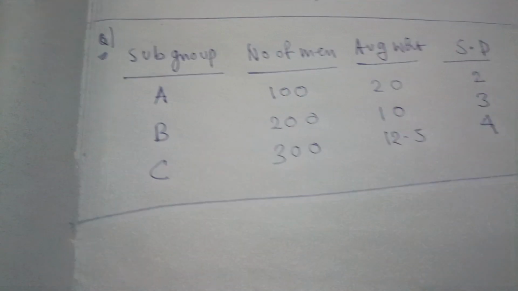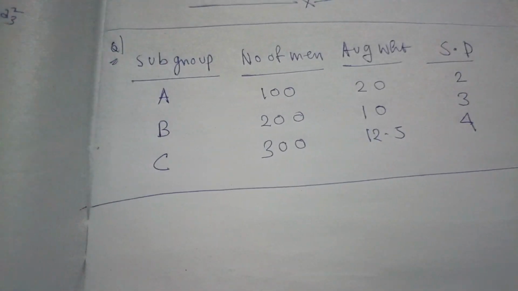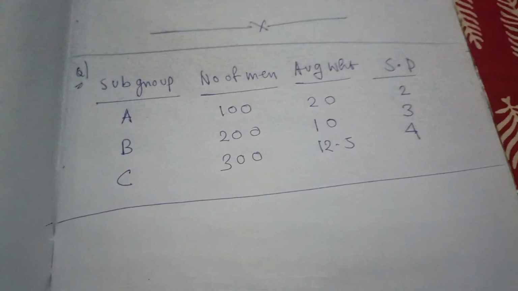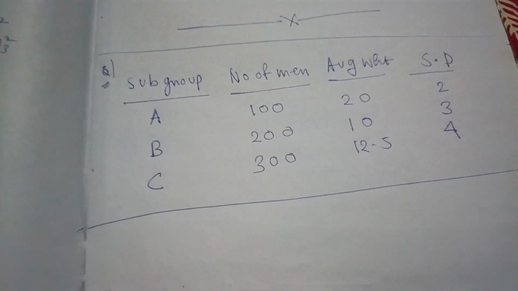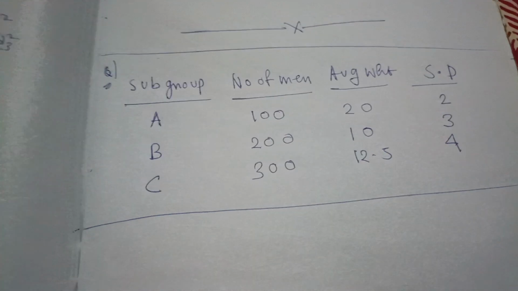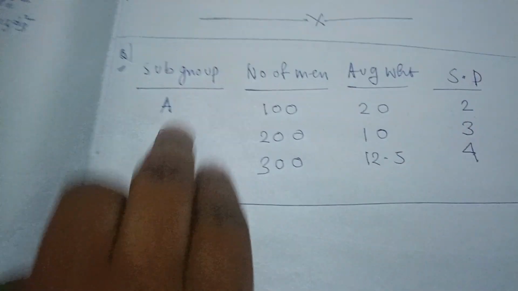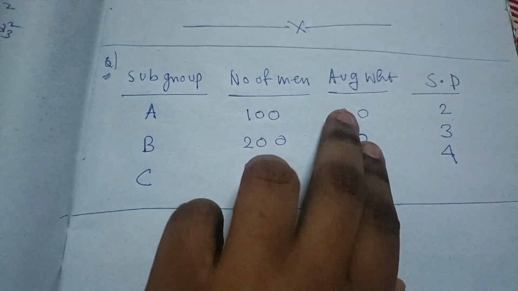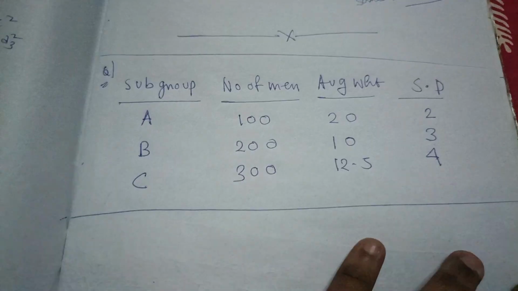So now comes the problem of the combined group, and I'm swearing that it is the last formula you need, and it is very easy to remember, not like the previous formulas. So here comes the solution. See the problem there. Subgroups A, B, C are given. Number of men: 100, 200, 300. Average weight of them is given as 20, 30, and 12.5. It is very low, but who cares?